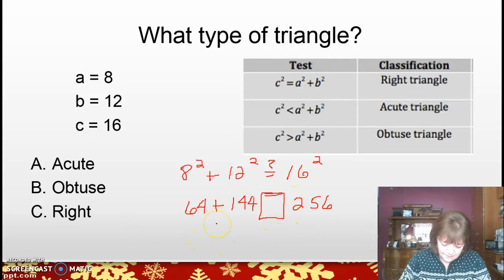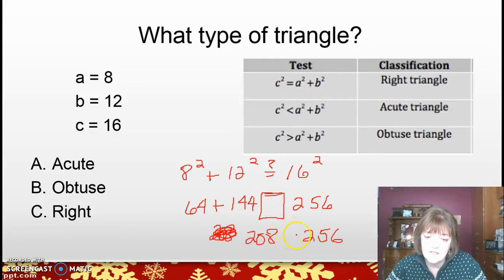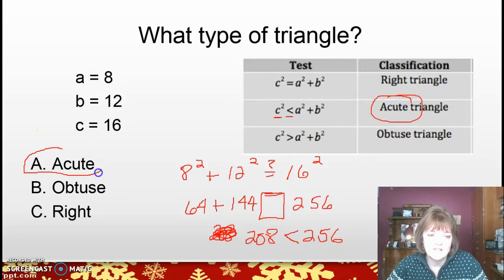Okay, so what is 64 plus 144? Did you do it on your calculator? I get 208. Let me write that again. 208, and I've got 256. So when we draw our less than or greater than sign, we need to draw it with the bigger side pointing toward the bigger number. 208 is smaller than 256. Let's look up here at our little chart. If c squared is smaller, then it's an acute triangle, and A is our answer.